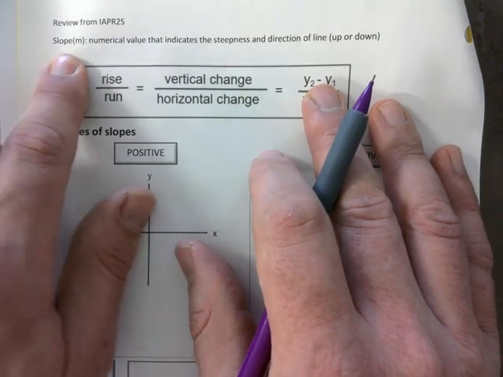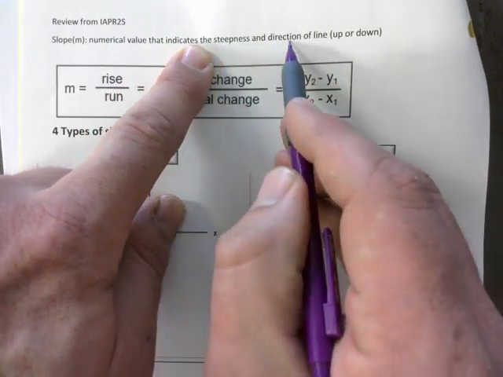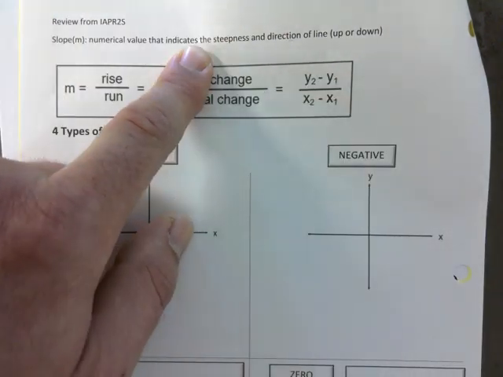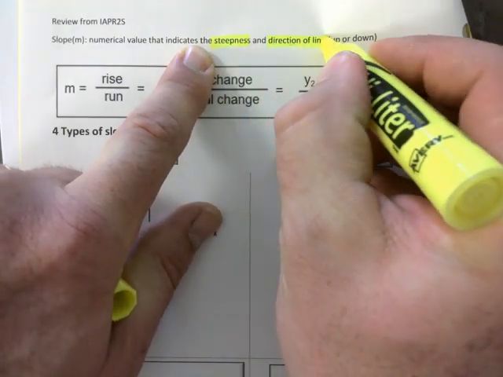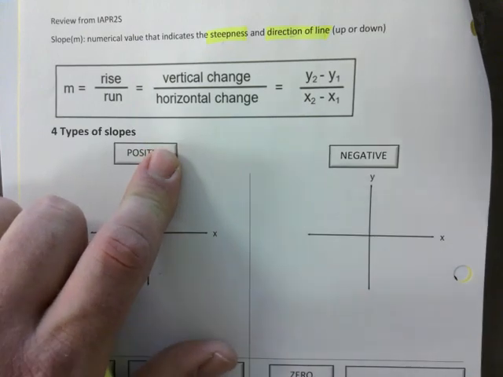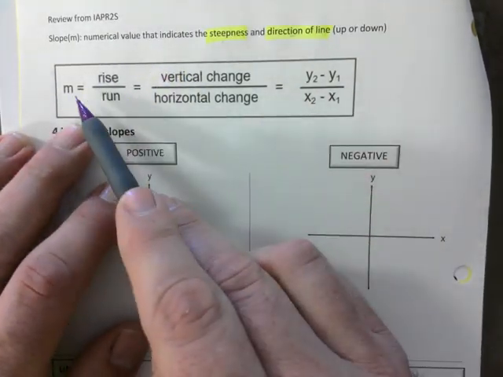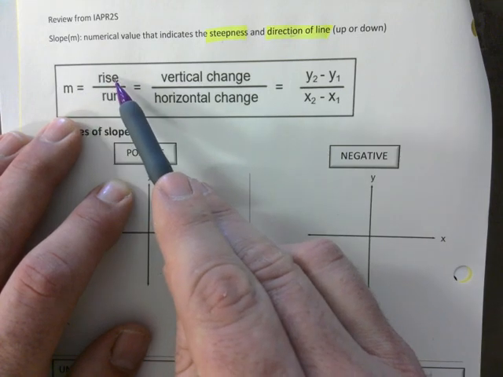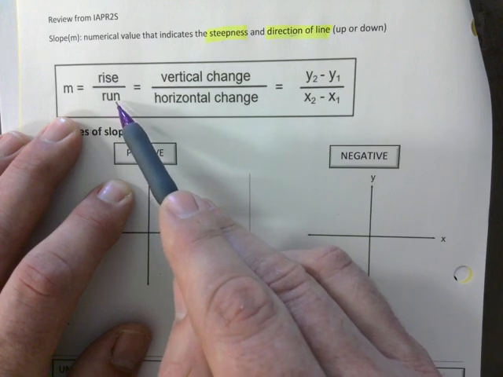So first, slope. It's a numerical value that indicates the steepness and direction of a line, right? So it will tell you two things: how steep it is, and the direction of the line, whether it goes up or down. We used M for slope. And remember rise and run. I think you remember that. Rise over run, that's what it is.